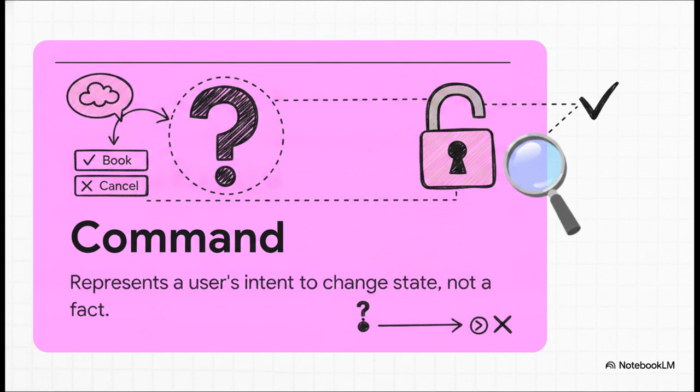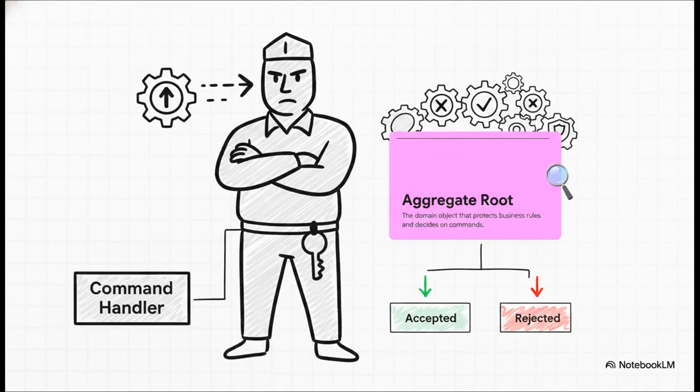But here is the absolute key. A command is an intention. It's not a fact. And because it's just an intention, a command can absolutely be rejected if it happens to violate any of our business rules. So who actually decides if a command gets accepted or rejected? Well, that is the job of the aggregate root. When a command comes in, a command handler loads the aggregate root. You can think of this object as the strict gatekeeper of our business logic. It checks all the rules, protects the invariants of our system, and ultimately makes the final call.